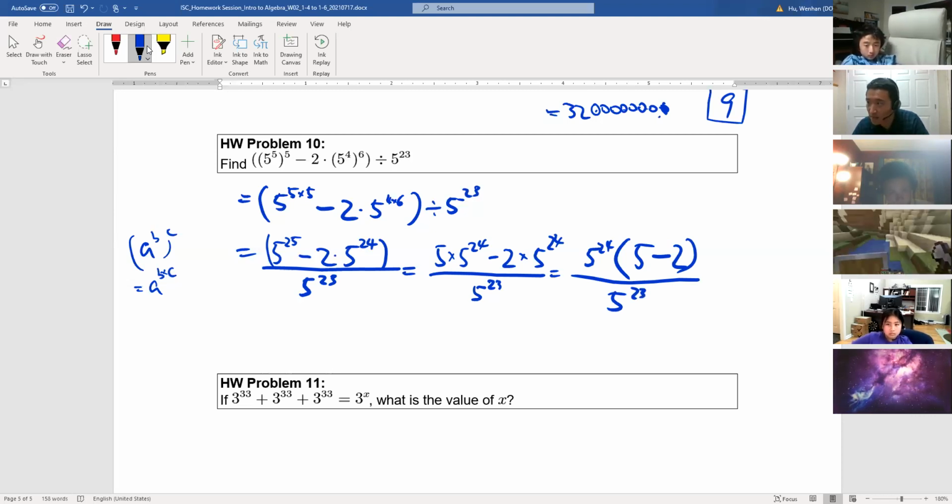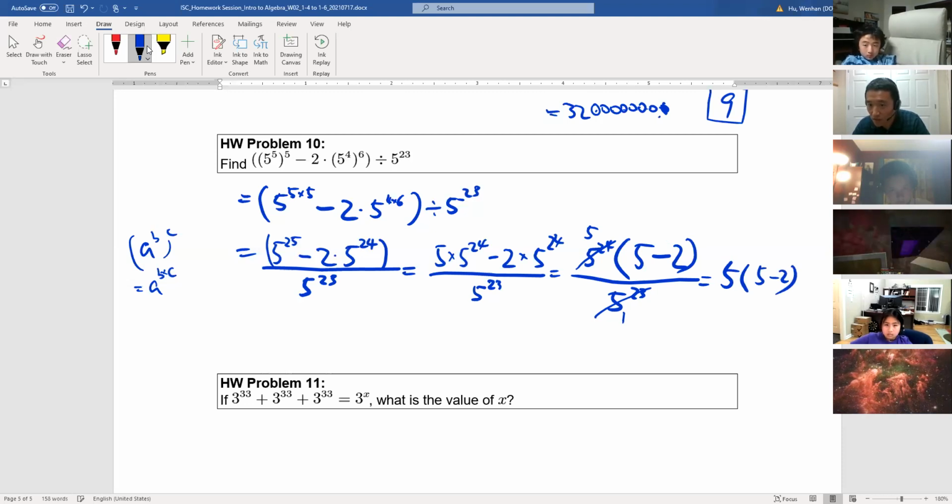Underneath, we can cancel 5 to the 23rd. Same deal. 5 to the 23rd is a factor of this. If you cancel 23 copies out, you will have a 5 left here. Right? There are 24 copies. We canceled 23 copies out of them. So we have 5 left here. We have just 1 left here. And then what we have left is 5 times 5 minus 2, which is 5 times 3, which is 15.